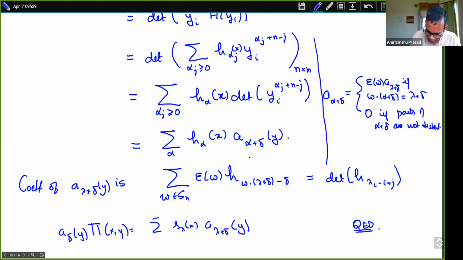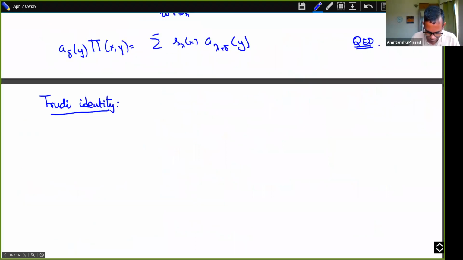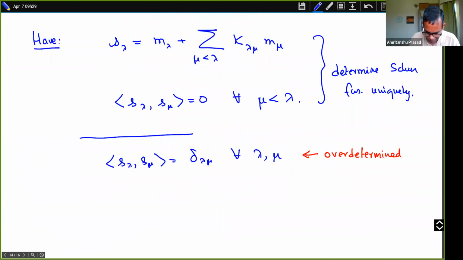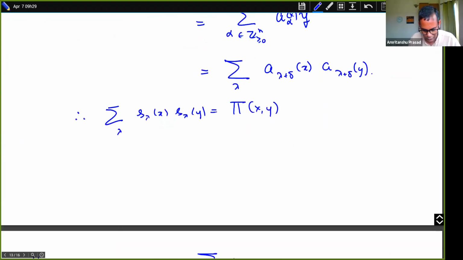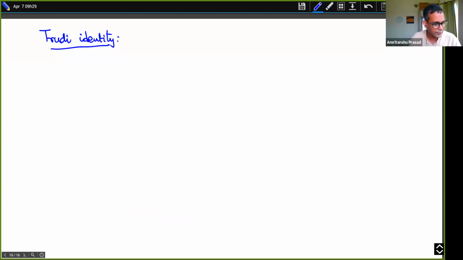Yeah, this is alpha plus delta. So the coefficient of lambda plus delta. That's right. So okay, that's the Jacobi identity. It just falls out of the Cauchy product expansion in terms of Schur functions. And now the dual is the 2D identity, and this proof I had not seen before. It's a really beautiful proof.